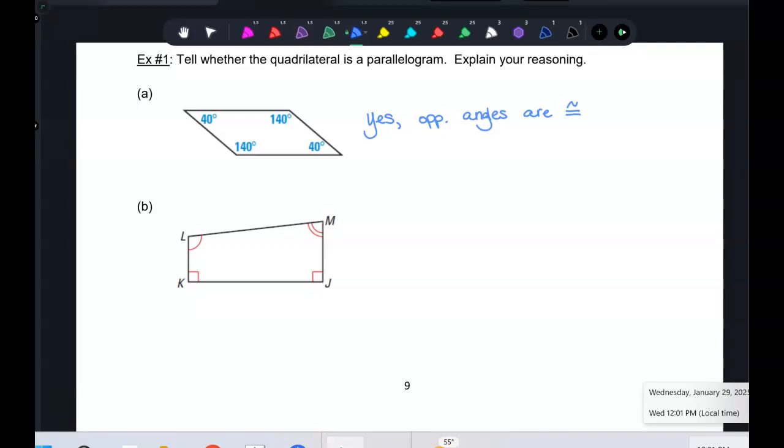Okay, what about B? No. Do you have to give a reasoning or no? Well, just opposite angles are not congruent, right? I think on the homework I had something similar, like write yes or no and then why.